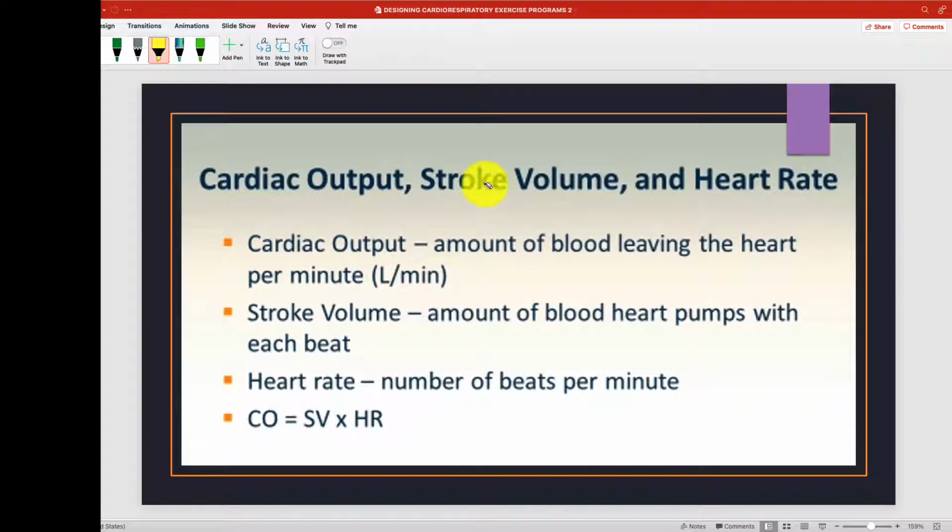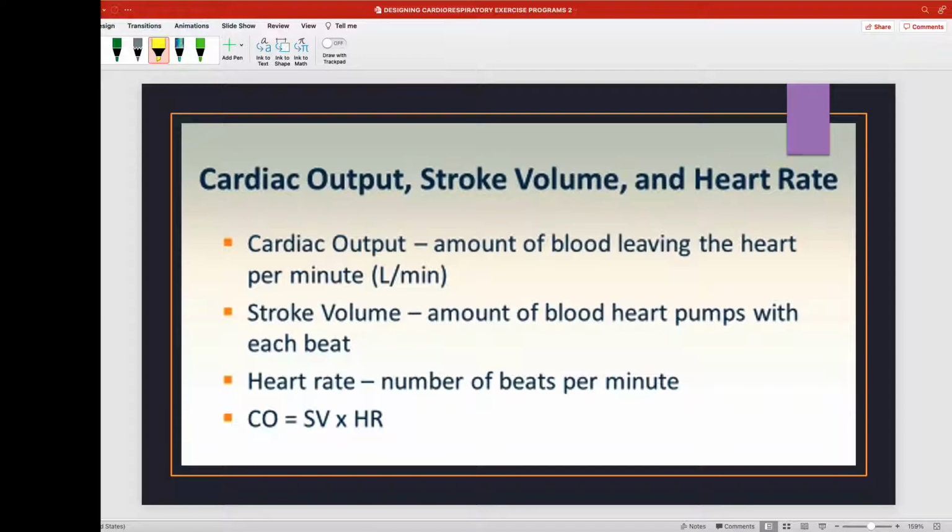All right, let's go to the next one. One of the things I told you is that your cardiac output, your stroke volume, and your heart rate are all going to get better if we do this type of exercising. So let's talk about this a little bit.